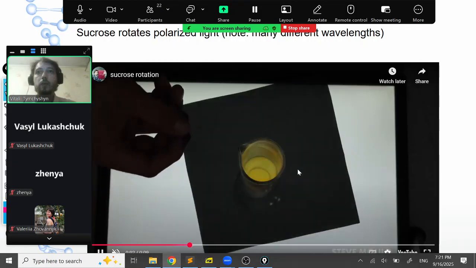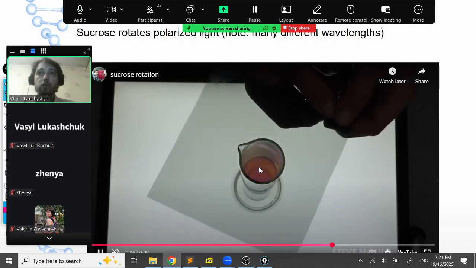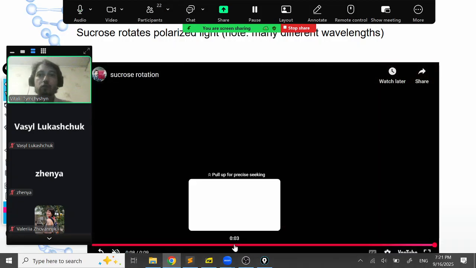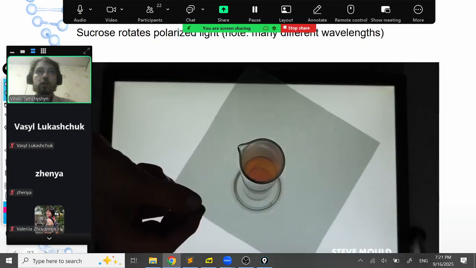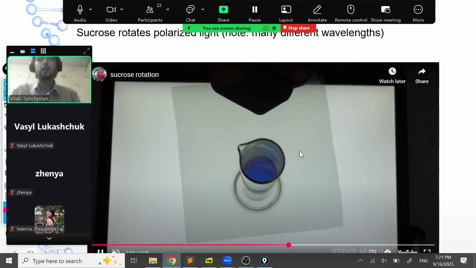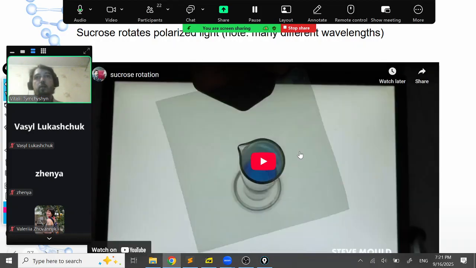So you see what happens. The background darkens, while the solution of sucrose gets lighter. On the other hand, the solution of sucrose gets darker, but at the same time the background may get brighter. This means that the plane of polarization of light that is coming from the background and that is coming from the tube have different angles. They are in different planes. So one is, let's say, in this plane, the other one is in this plane.